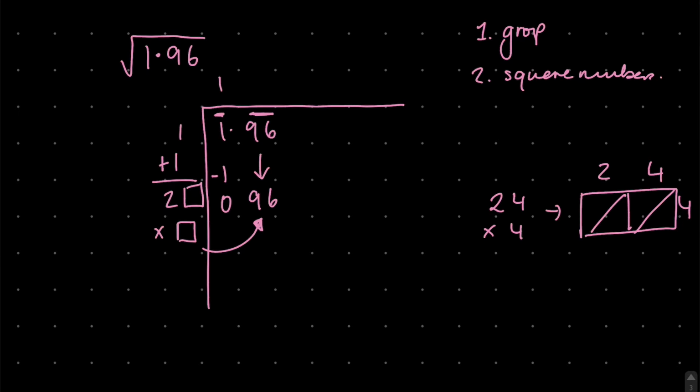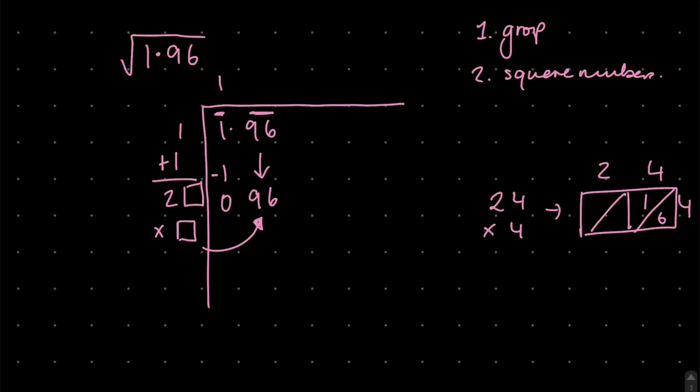So 24 by 4. 4 by 4 is 16. 2 by 4 is 8. Add the diagonals. 6, 9. Easy. 96. So we know that this value is going to be 4. So up here it will also be 4. And then we put the decimal point between them.